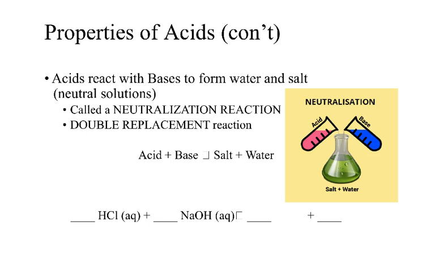All right, properties of acids continued. When an acid reacts with a base, we get water and a salt. This is our neutral solution. This is called the neutralization reaction, and it's very similar to the double replacement reactions you learned back when you did types of reactions.